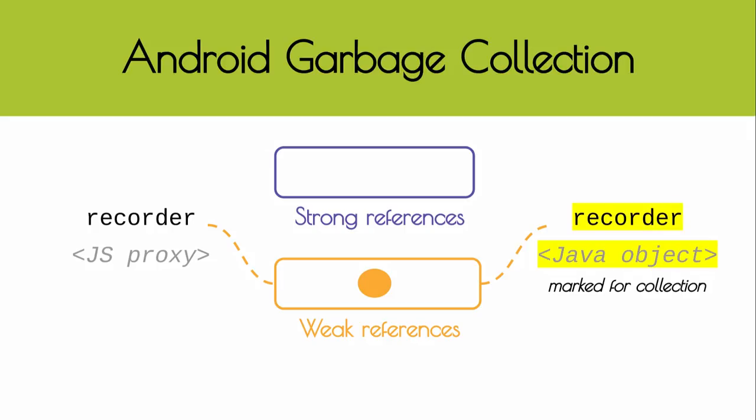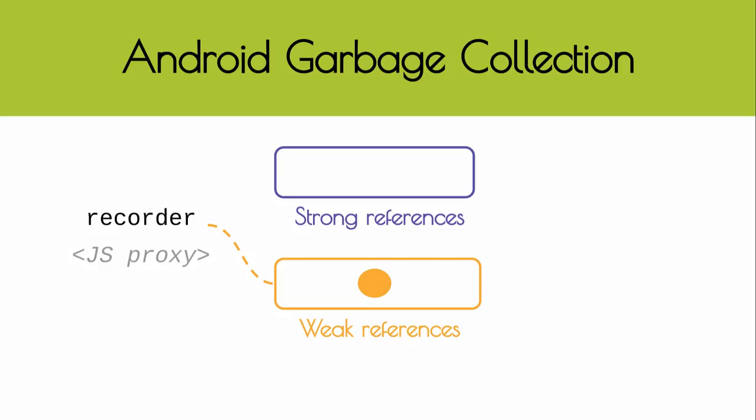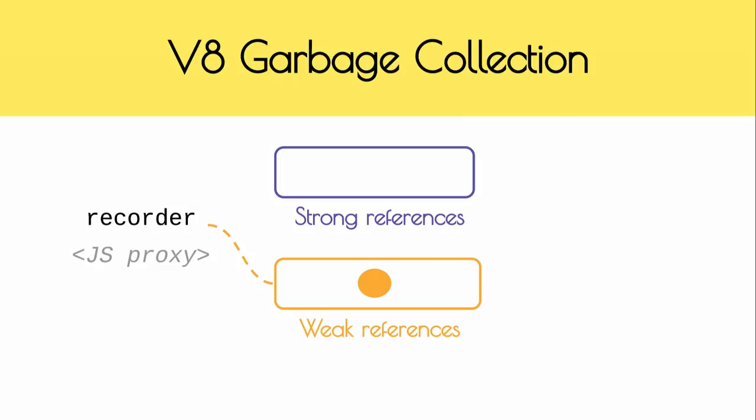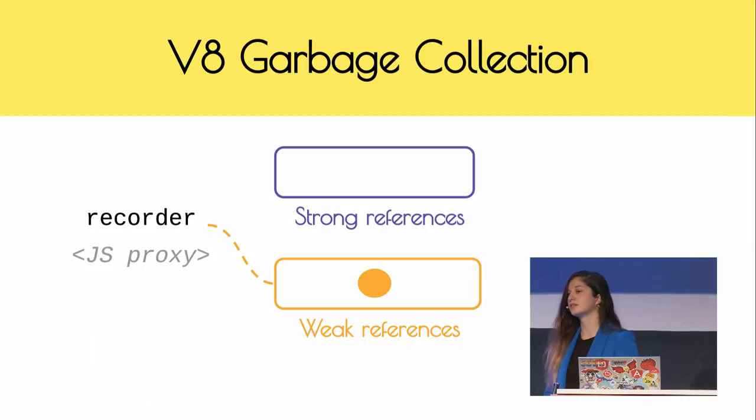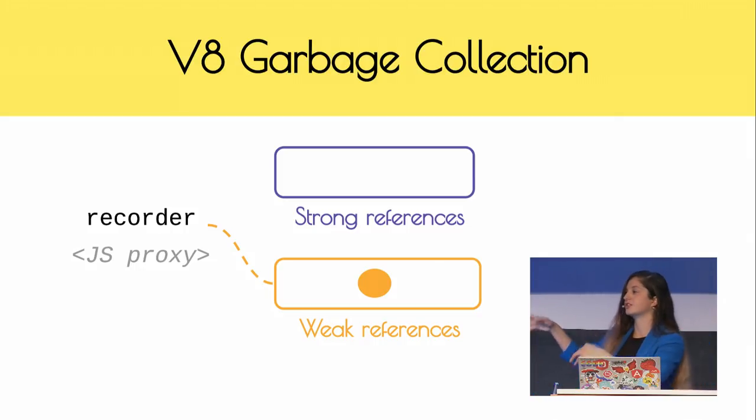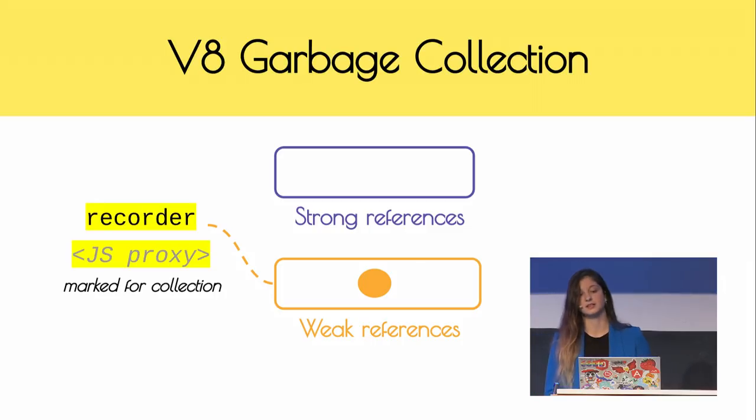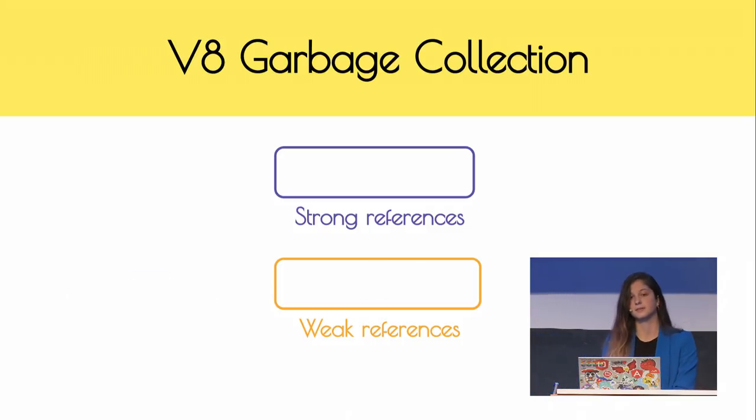The next time when the Android garbage collector runs, it decides to mark the recorder object for collection because no one in the Java world is using it, and it sees that there is a weak reference. And because it's a weak reference, this object will be collected. So let's say that at some time, the V8 garbage collector runs again. Well, now there is a weak reference, and the weak reference doesn't point to anything. And because we don't have anything out there in the Java world, this object can also be collected. It's marked for collection, and now we can collect it.